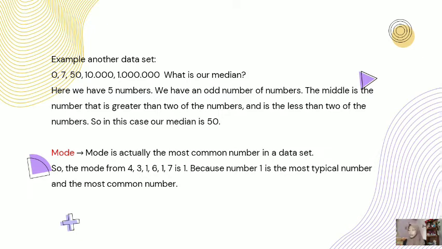And the next is the mode. Mode is actually the most common number in a dataset. So the mode of 4, 3, 1, 6, 1, 7 is 1, because the number 1 is the most typical and the most common number.